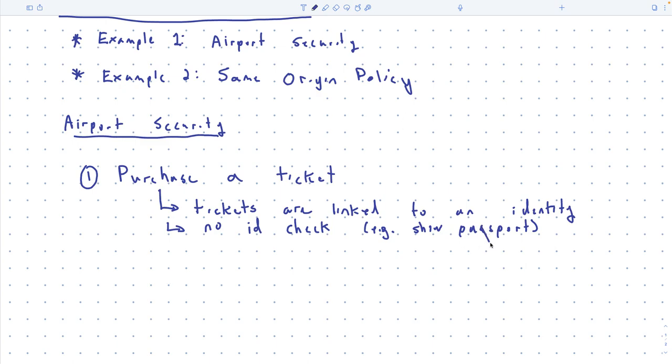So for example, if I fly domestically, I don't even need a passport. I need ID of some sort, photo ID, but I can have a driver's license and I can fly to Toronto with a driver's license. But if I want to fly internationally, then I need a passport.